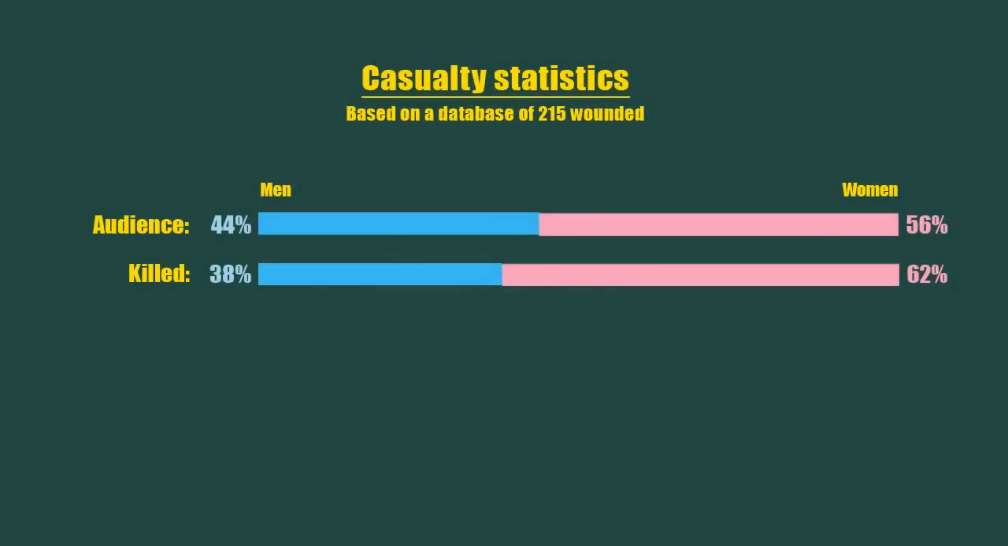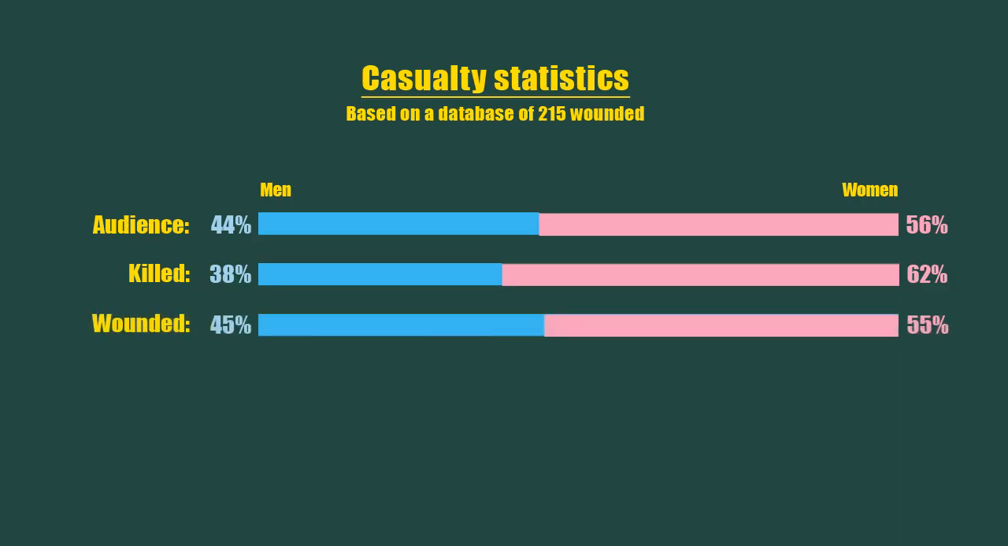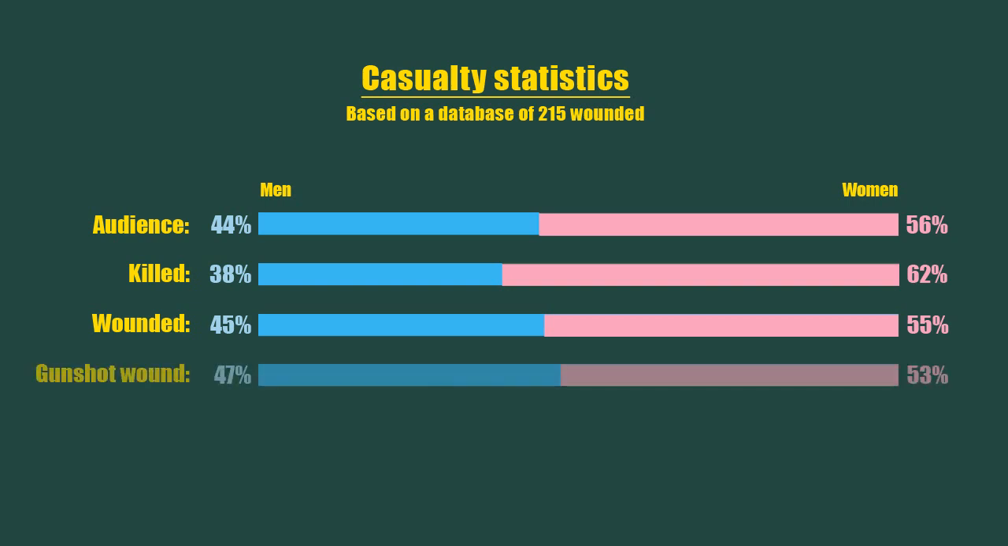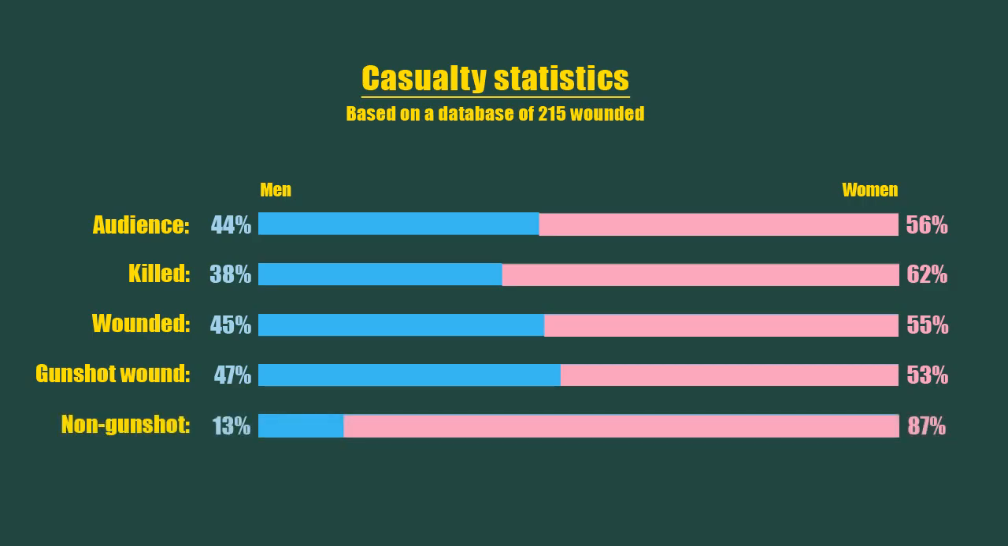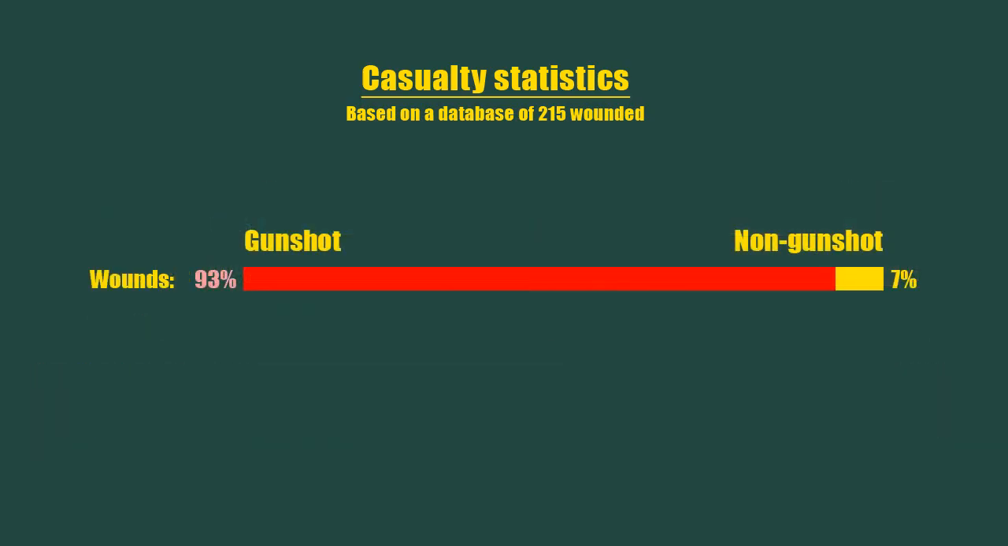Here's a comparison with the gender ratio of the audience and the deceased. Women were 55% of the wounded, very close to the audience ratio. Women were 53% of those wounded by gunfire. At 87%, women were very overrepresented among those wounded not by gunfire, but in the commotion, or while escaping. Overall, 7% of the injuries in the database were injuries other than gunfire.